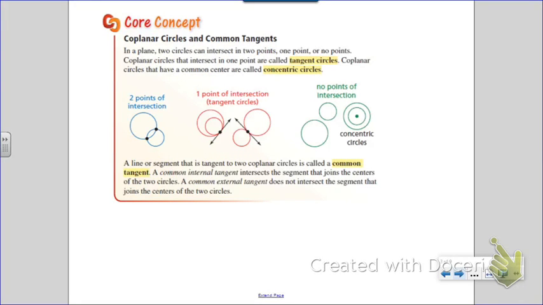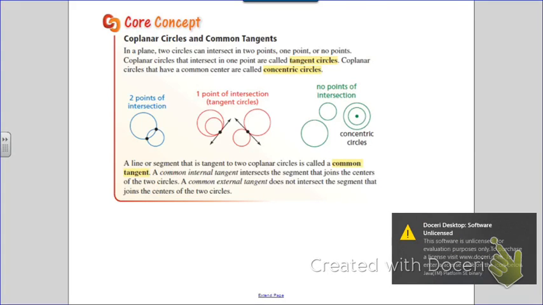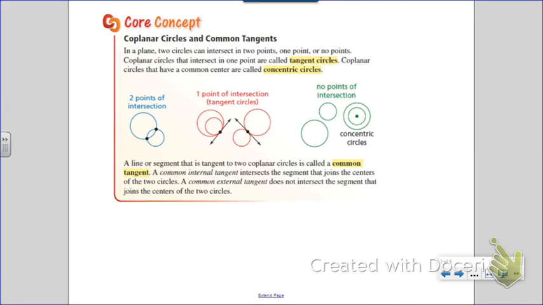2 circles can intersect in 2 points, 1 point, or no points. Coplanar circles that intersect in 1 point are called tangent circles. Coplanar circles that have a common center are called concentric circles. A line that intersects 2 coplanar circles is called a common tangent. A common internal tangent joins the centers of the 2 circles. A common external tangent does not intersect a segment that joins the centers of the 2 circles.